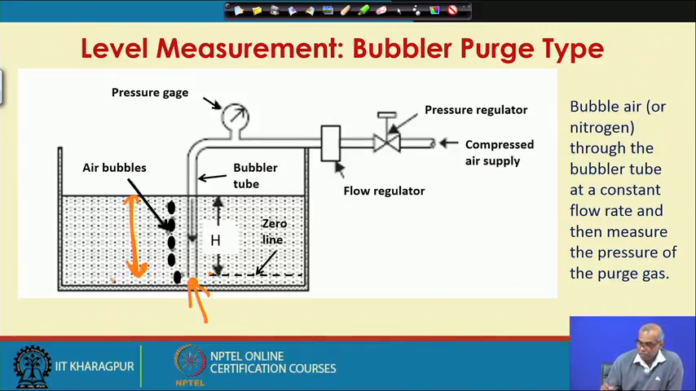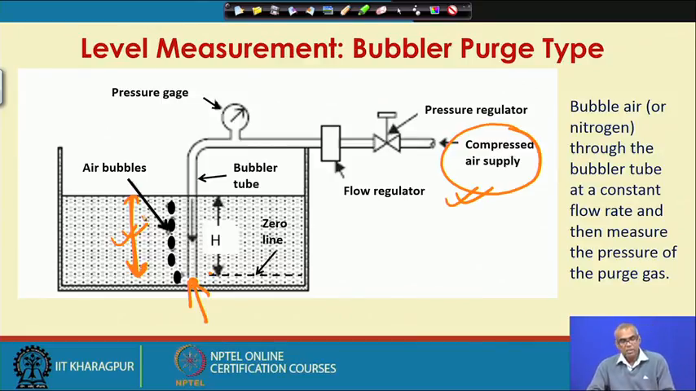So, if the pressure of this air is less than the pressure due to liquid level at the free end of the bubbler tube, then the air will not escape from the bubbler tube. If the pressure of this air just exceeds the pressure at the end of the bubbler tube exerted by the column of the liquid, the bubble will just escape.